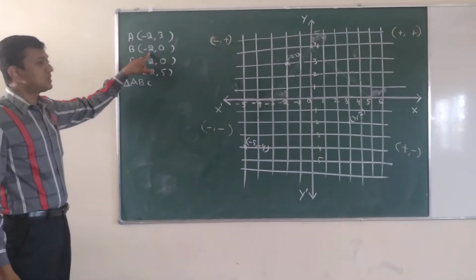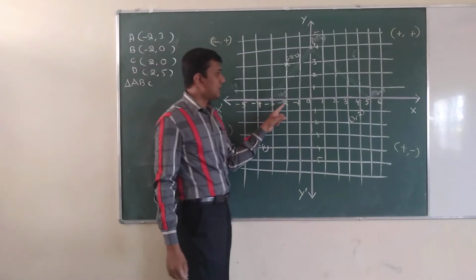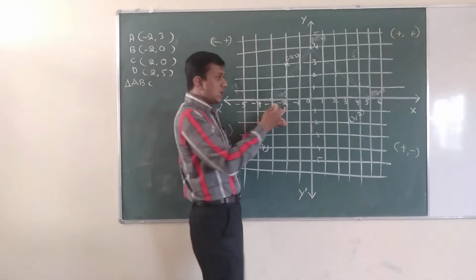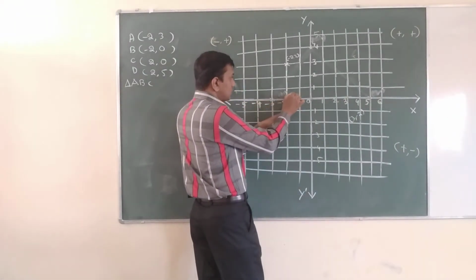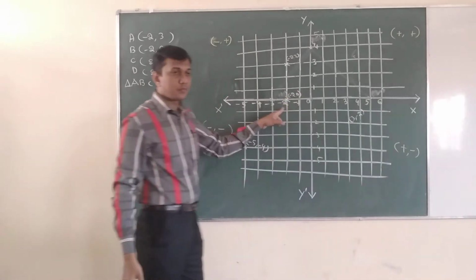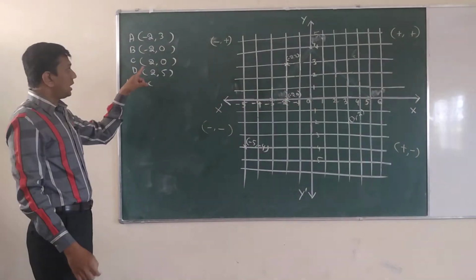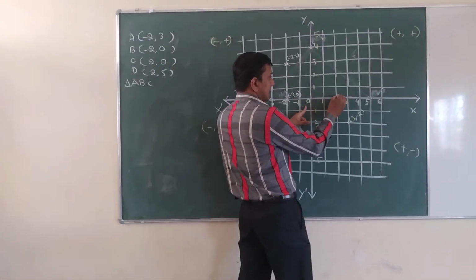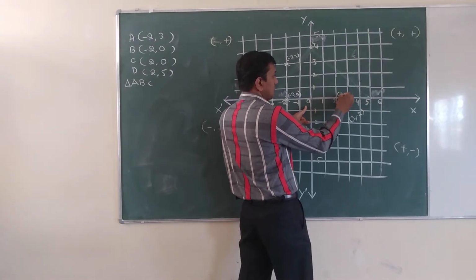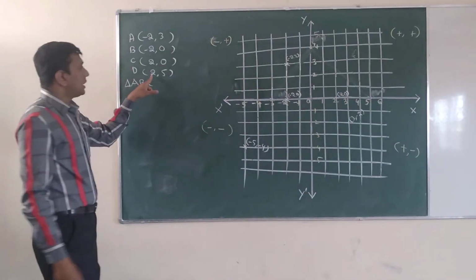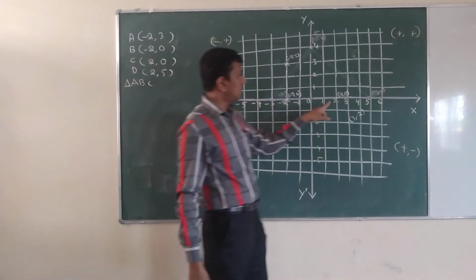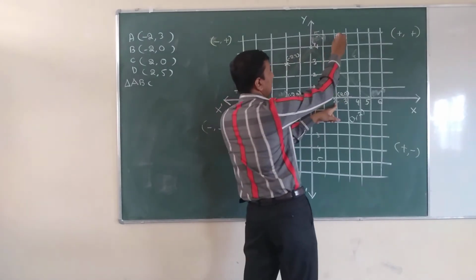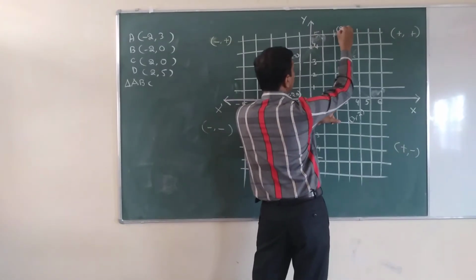Next, (-2, 0). Again minus 2 on the x axis itself. 0 distance in the sense you should not move. You have to be there itself. (-2, 0). Now (2, 0). 2 is positive, the positive side of the x axis. (2, 0). Next (2, 5). Again 2 positive itself. 2 to 5. 5 in the sense positive or negative? Positive. So 2 to 5.